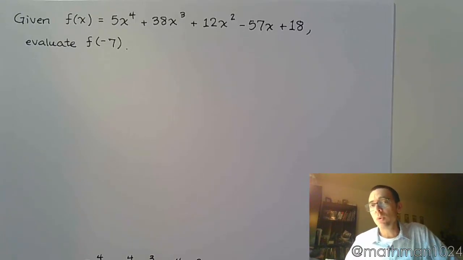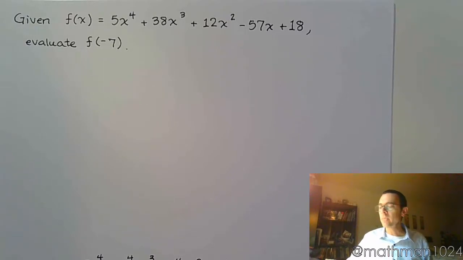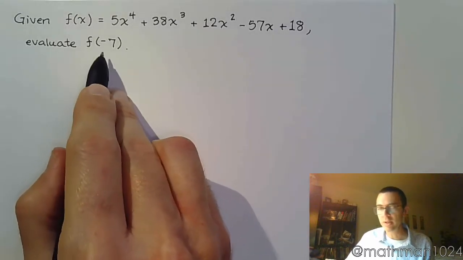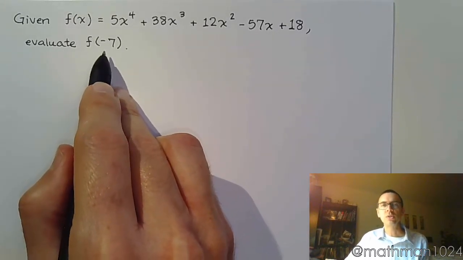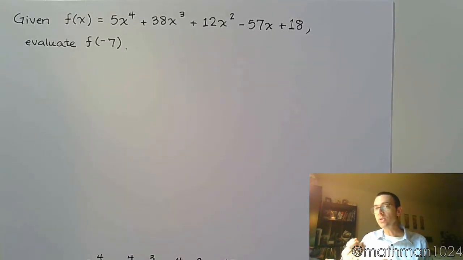All right, now we want to do just a couple of quick examples of using synthetic division. In this first one, we are given a function and we are asked to evaluate f of -7. Now, on your exam, you're going to see the question say, use synthetic division and the remainder theorem to evaluate your function at -7, or whatever it says on the test, okay?